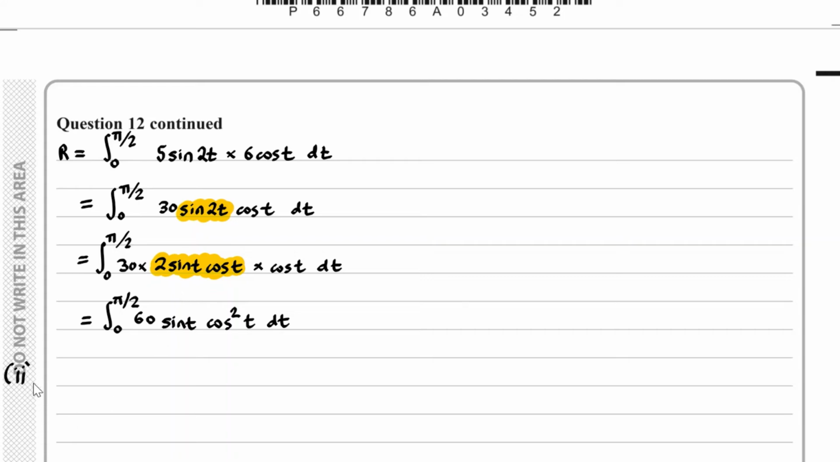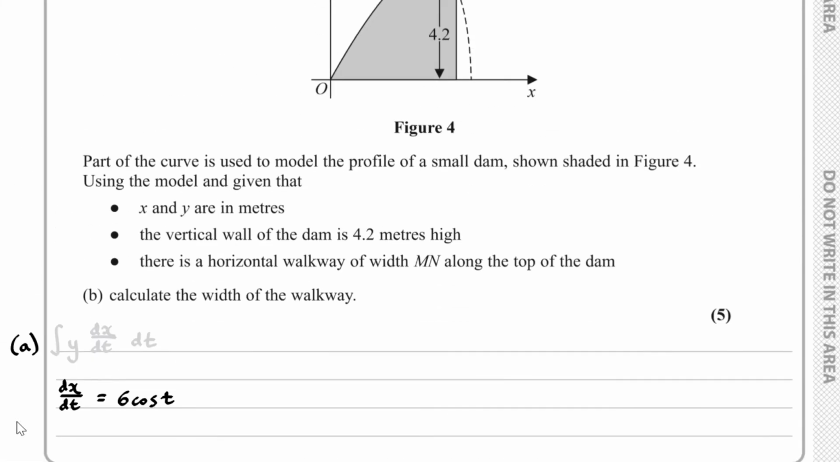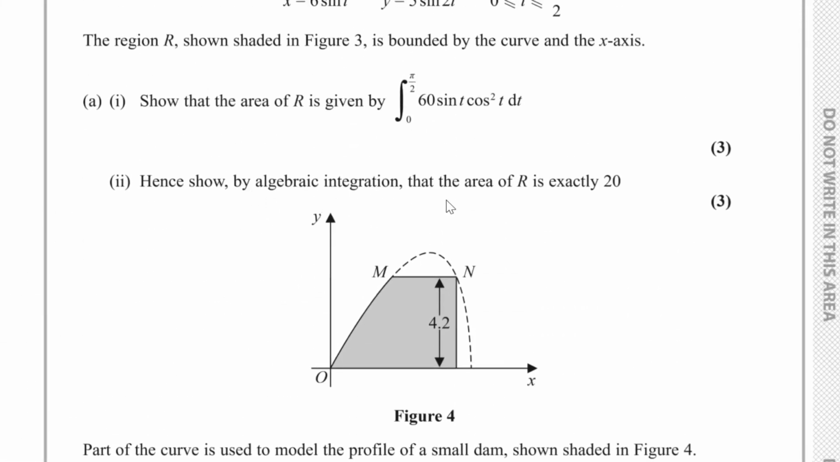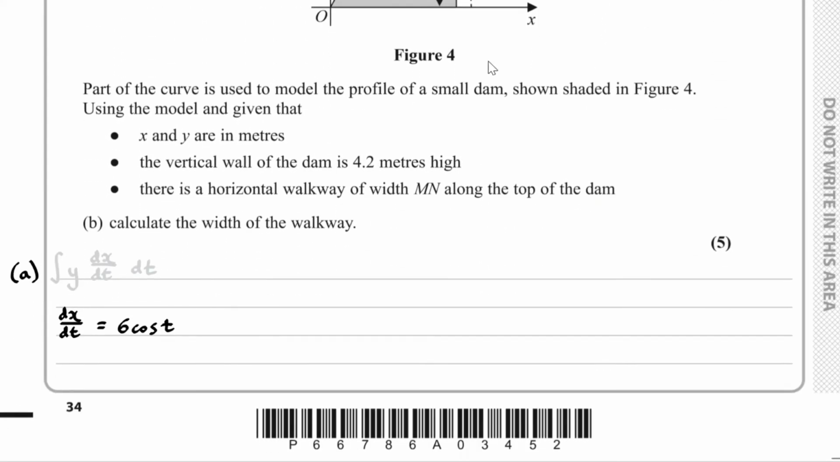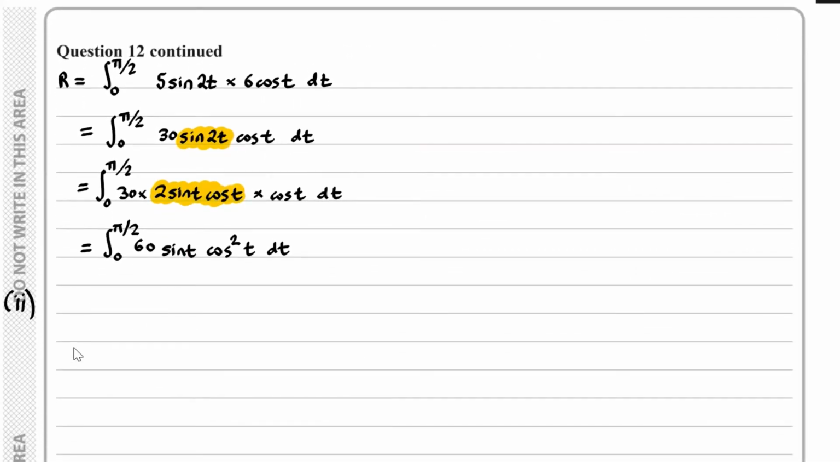And now for the next part of the question. Hence, show by algebraic integration that the exact area of R is exactly 20. Okay, so this was for the first part of part A, and for the second part we just have to carry out this integration. So what we can do over here is recognize that the cos squared t we can rewrite as cos t squared. So we have 60 sine t times cos t all squared dt.